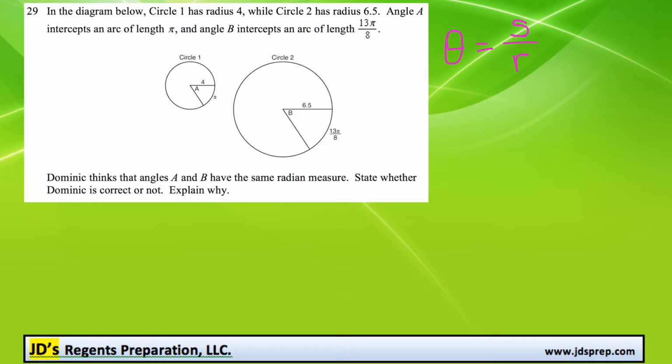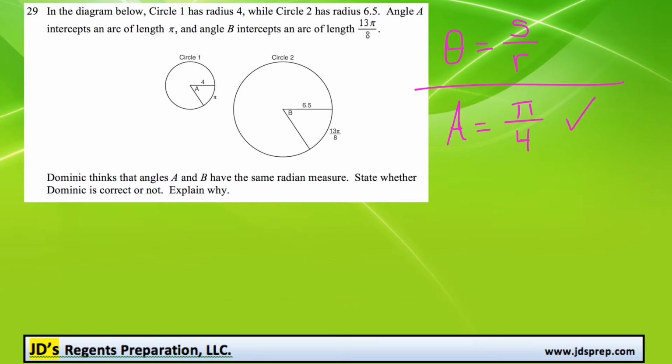So let's start off with circle number 1. So our angle theta, well actually I guess we may as well call it angle A, is going to be found by taking the arc length, which is pi, and dividing it by the radius, which is 4. So that's done.